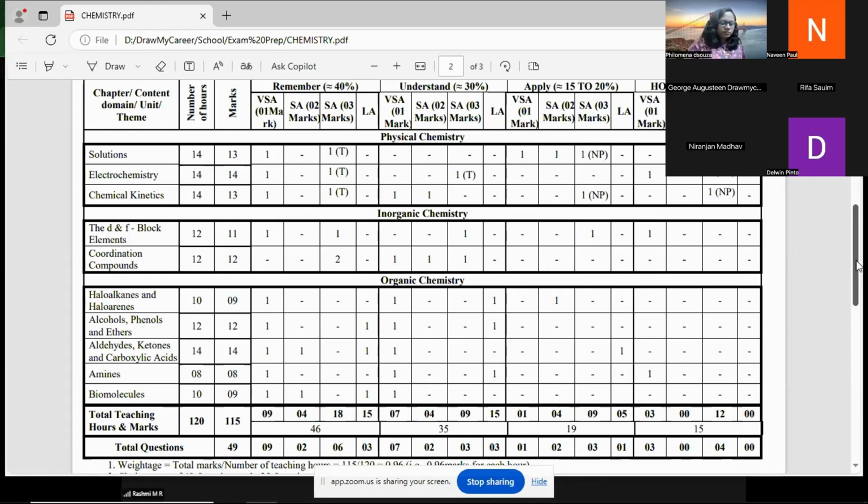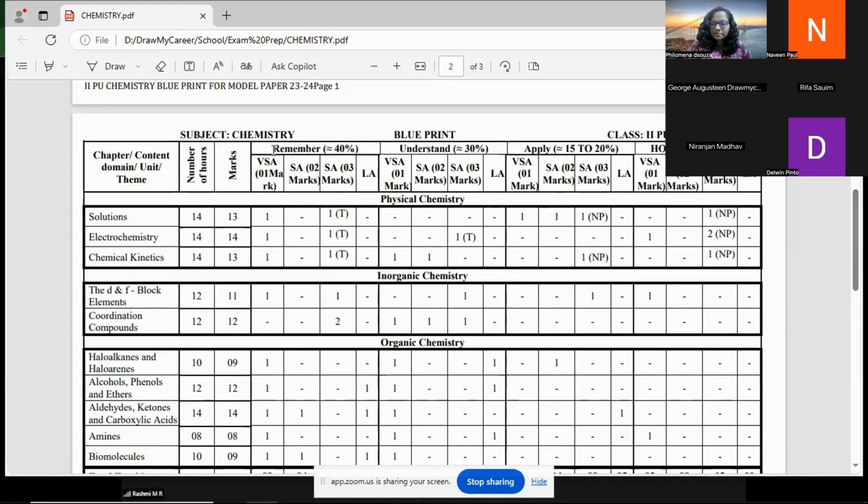In chemistry, you know how the question paper distribution is. 40% is memory based, 30% is understanding, 17% is application based, and 13% is HOTS. Remembrance and understanding you can answer; there will be straightforward questions. But application and HOTS, that is about 30%.